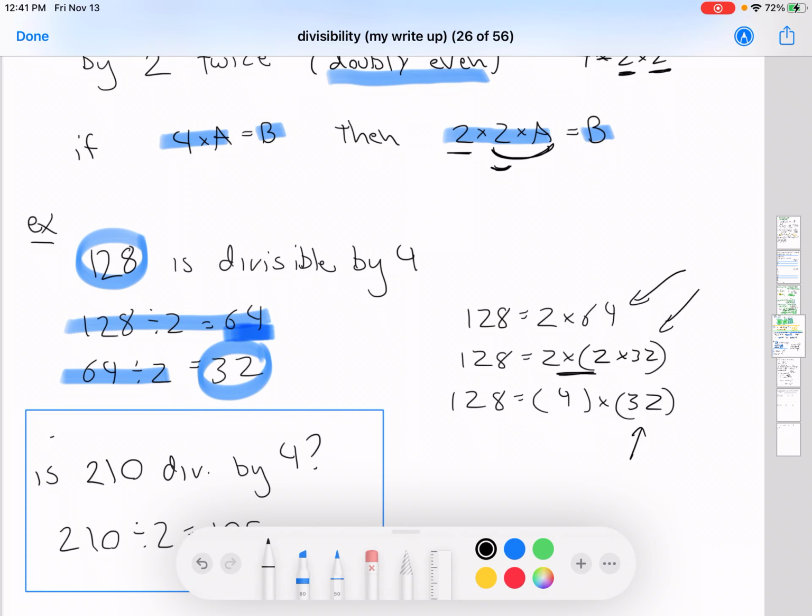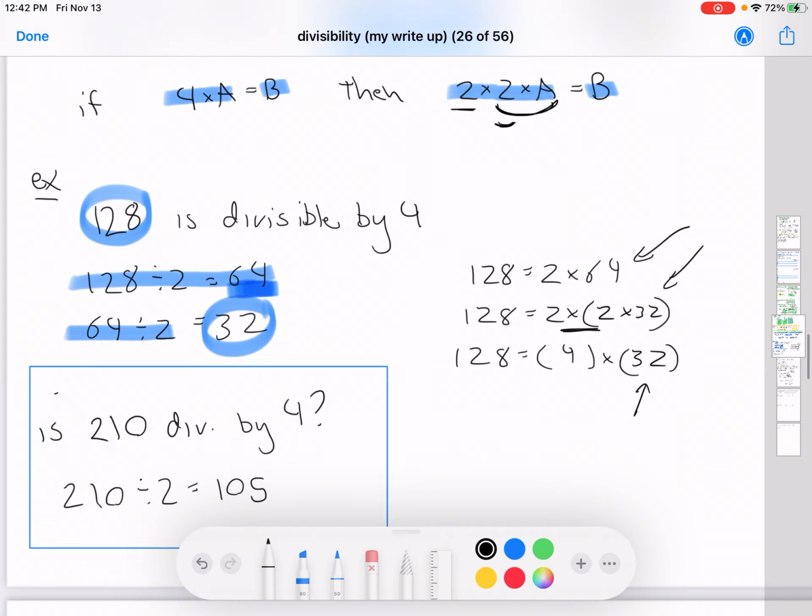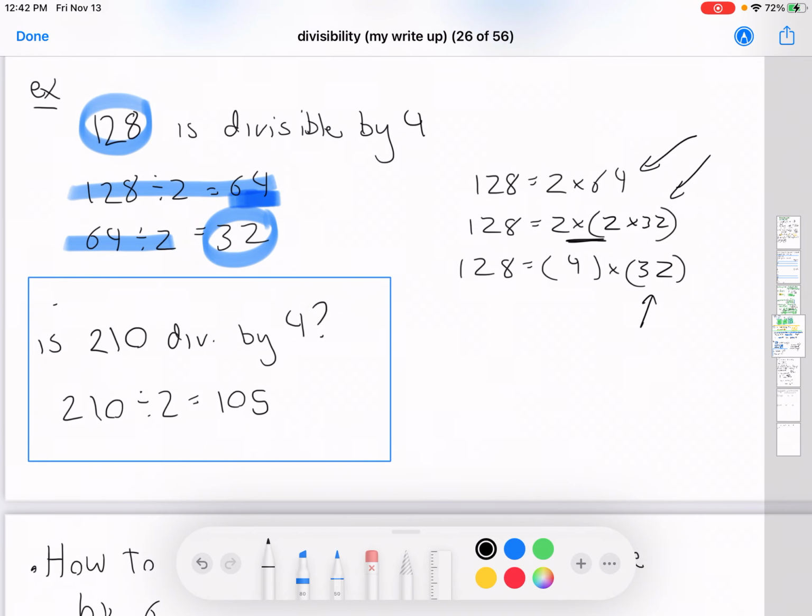And that would let it be divisible by 8, which will be the divisible by 8 rule. It is triply even. You can take out a 2, or factor out a 2, or divide by 2 3 times. So, next question. Is 210 divisible by 4?